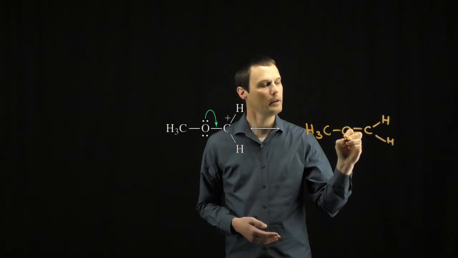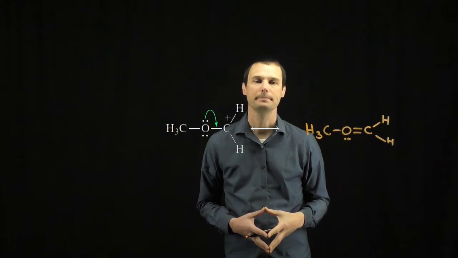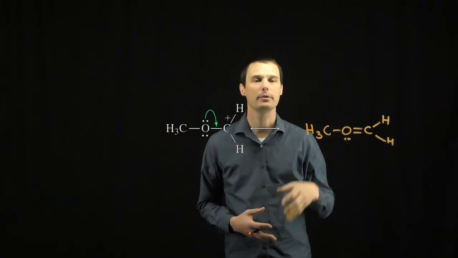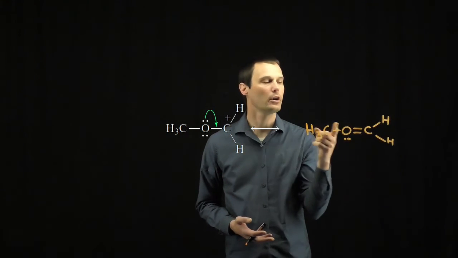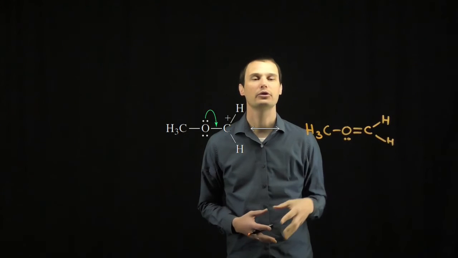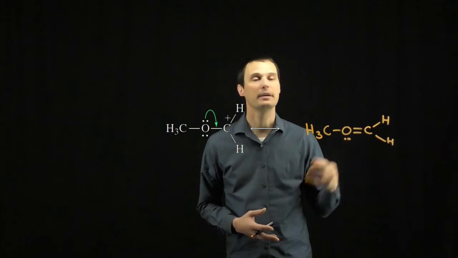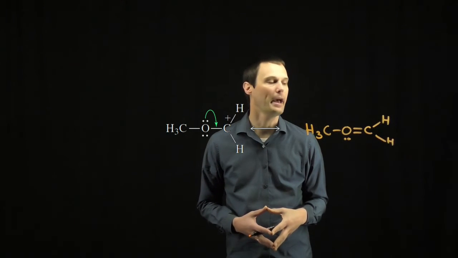There is still one lone pair of electrons on that oxygen. We've used one of them to form the new pi bond, but there is still one there. In the original structure, carbon had a positive charge. By sharing these electrons from oxygen, carbon now has a full octet and is a neutral atom.